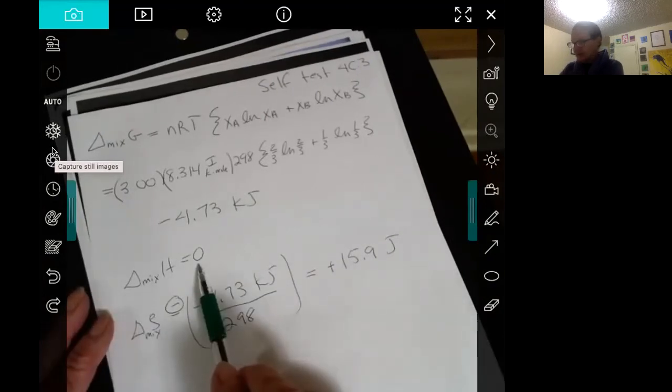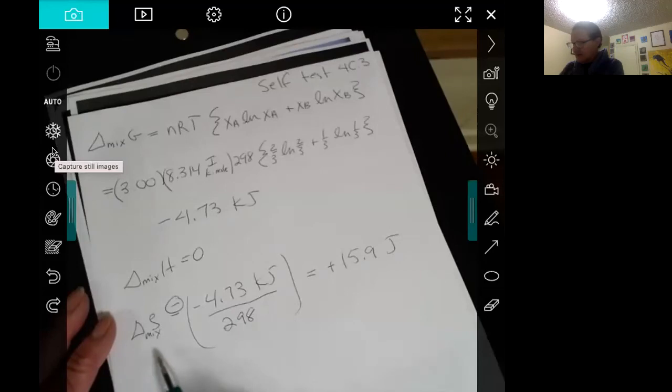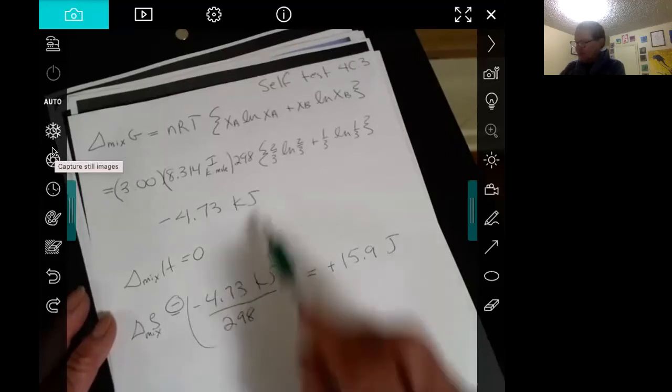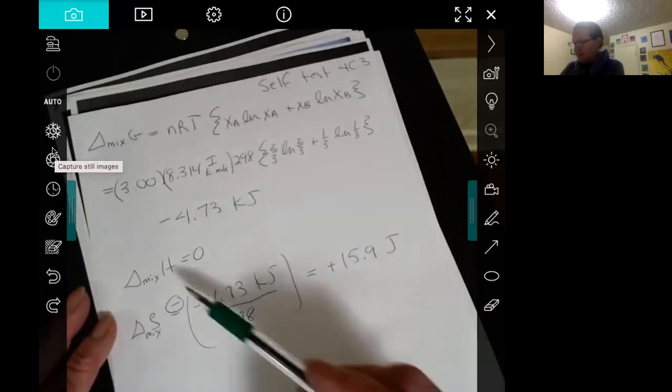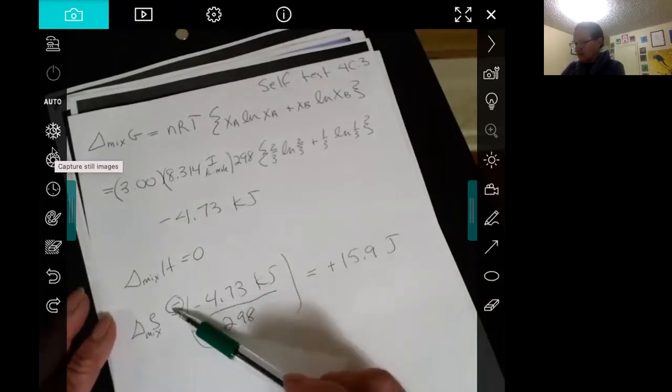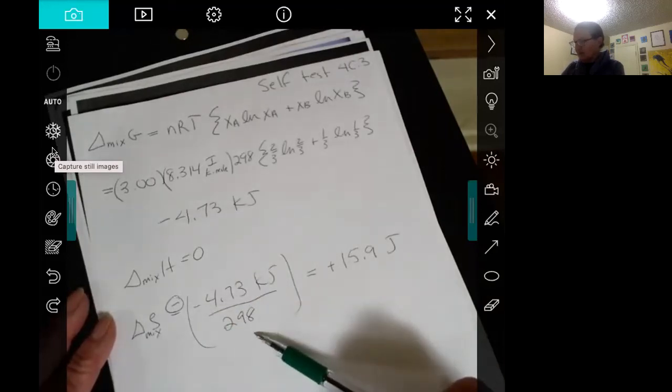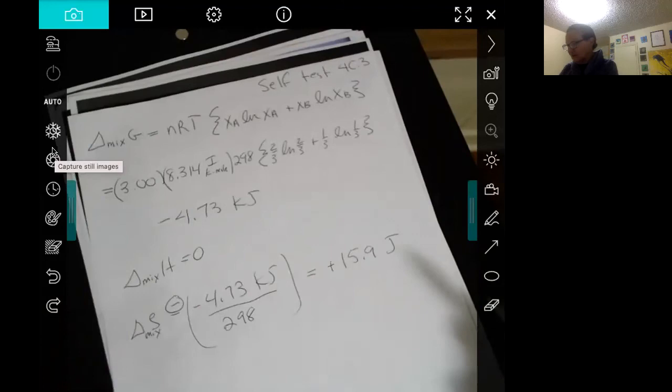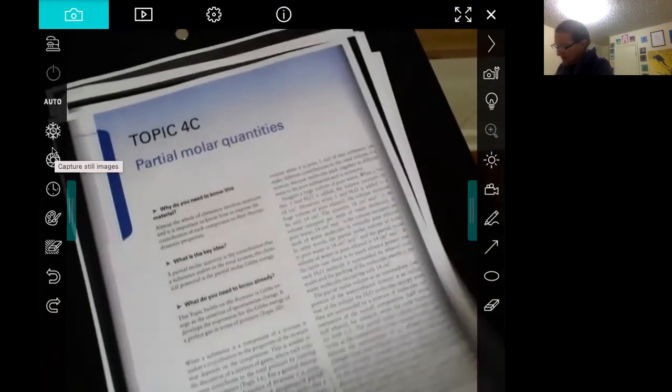Delta H is 0 because they're perfect gases. And delta S of mixing, you don't have to go back and redo all that. Just take your delta G, change the sign, divide by 298, and I got 15.9 joules. So the entropy of mixing is positive. And that is all of that section C.